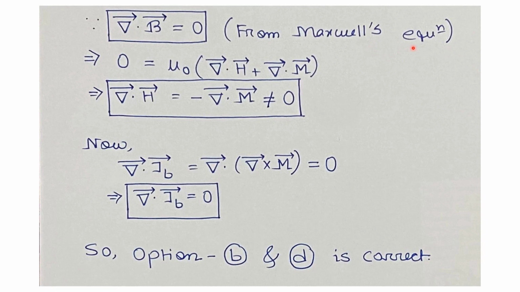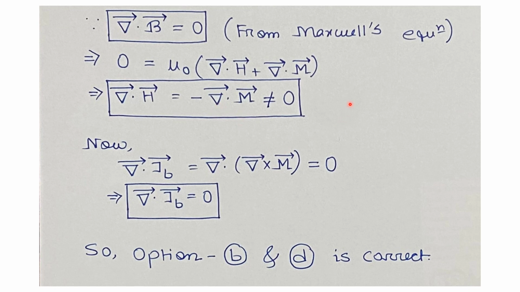Now from Maxwell's equations, we know divergence of B vector is 0. For a magnetized material, this B vector is mu naught times H vector plus M vector. If we put that relation in the equation, then you will get mu naught times divergence of H plus divergence of M equals to 0. It will basically give divergence of H equals to minus divergence of M.